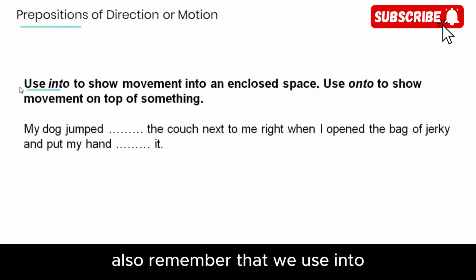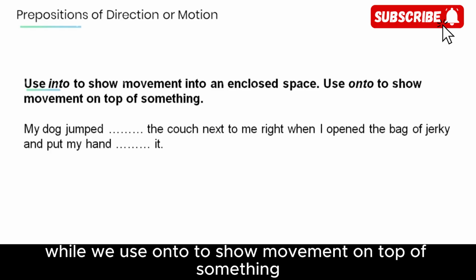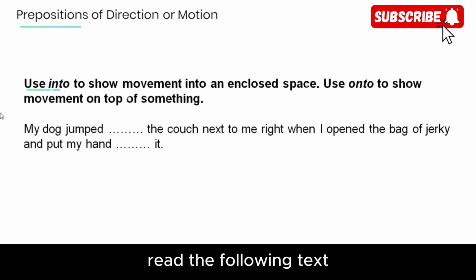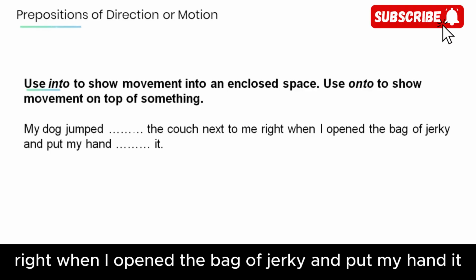Also remember that we use into to show movement into an enclosed space, while we use onto to show movement on top of something. Read the following text and fill in the blanks with into or onto. My dog jumped the couch next to me right when I opened the bag of jerky and put my hand in it.